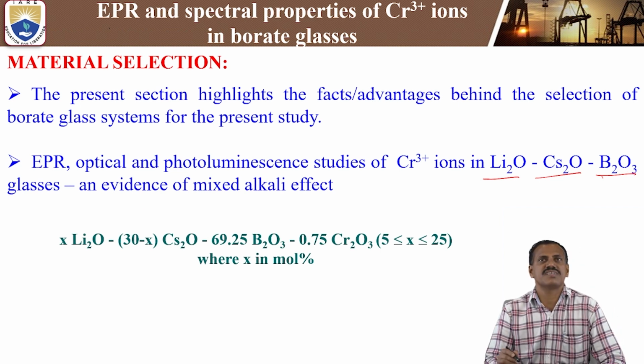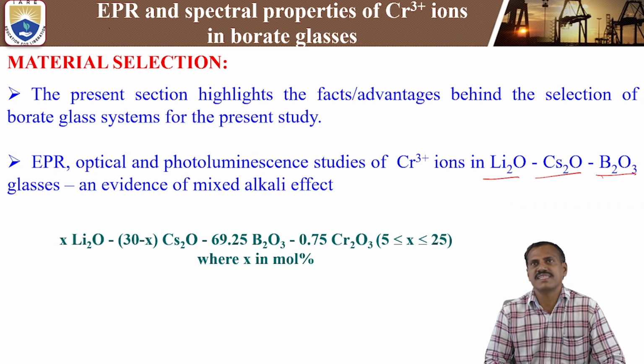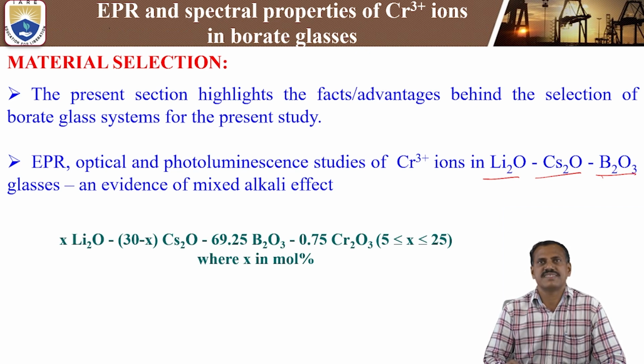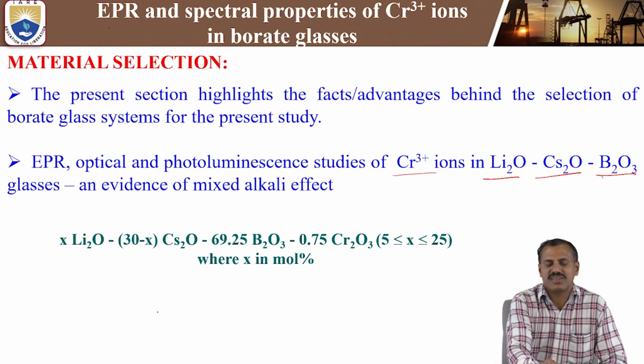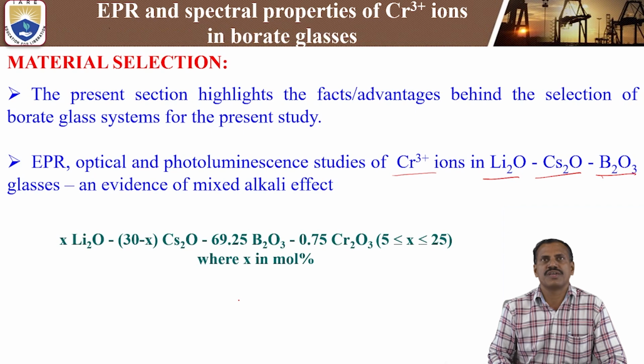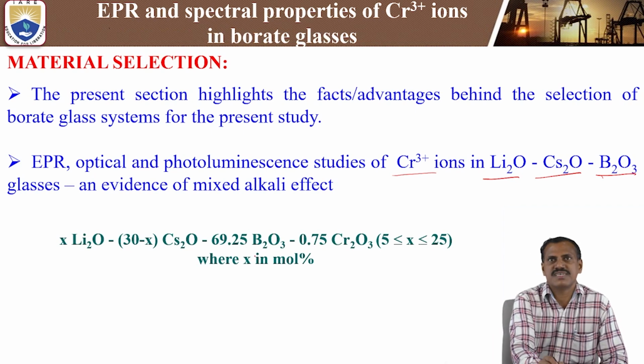Here we are studying the mixed alkali effect because we are adding lithium oxide and, at the same time, cesium oxide. With variation of lithium oxide and cesium oxide, we are doping the borate glasses, and at the same time the transition metal chromium triplet ions. So this is the glass composition, the chemical composition of the present borate glass system.